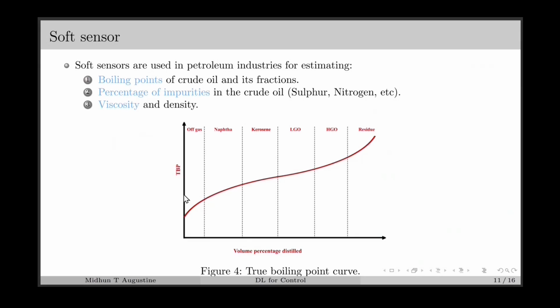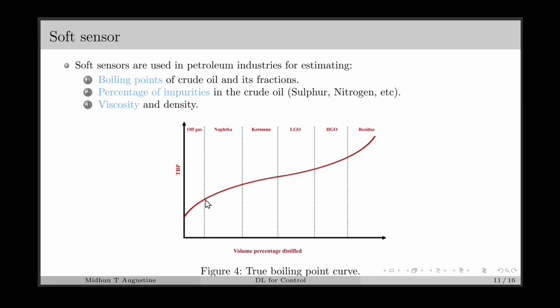And these boiling points are difficult to measure directly because they are a function of the chemical composition. Like if the particular fraction contains many impurities such as sulfur, etc., then this boiling point can change. And if you want to measure it, we have to do some experiment. In industries, we normally do this experiment in a lab. So we collect samples of this fraction and estimate its boiling point in the lab. That takes a lot of time. In industries, it is normally done once in a day or so.